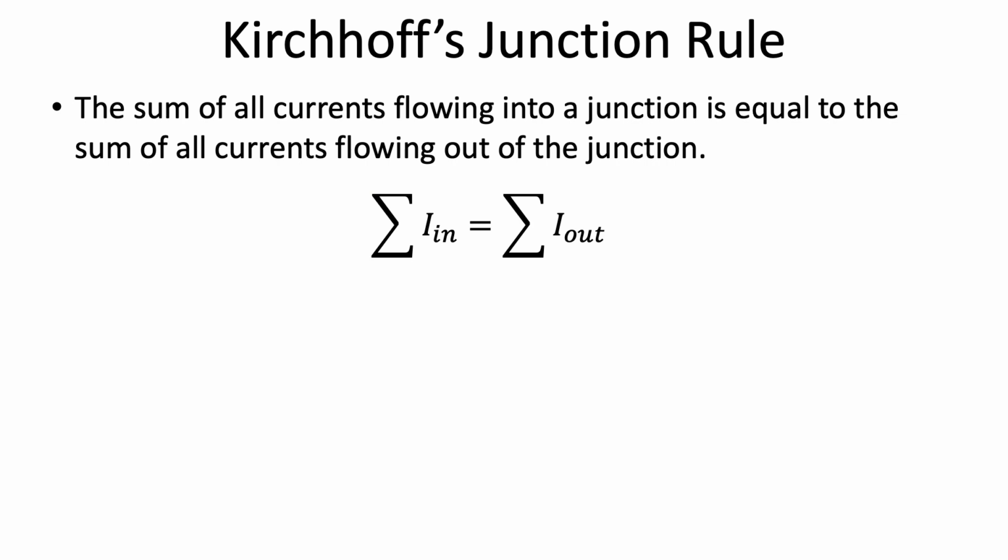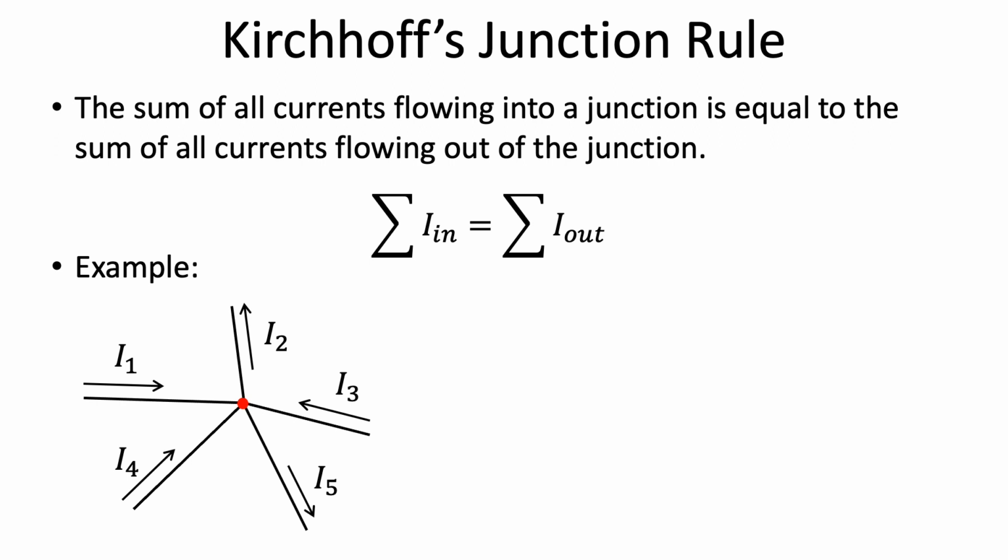Let's consider the following example, where the junction is marked by a red circle. We have 5 currents. Of those, I1, I3, and I4 are flowing into the junction, and I2 and I5 are flowing out. Applying the junction rule, we get I1 plus I3 plus I4 is equal to I2 plus I5.